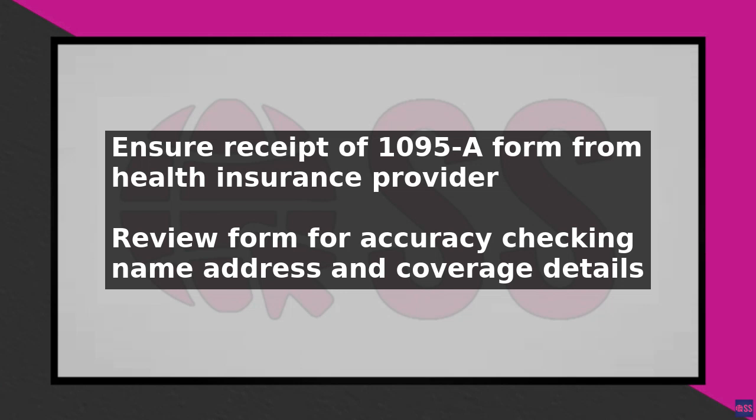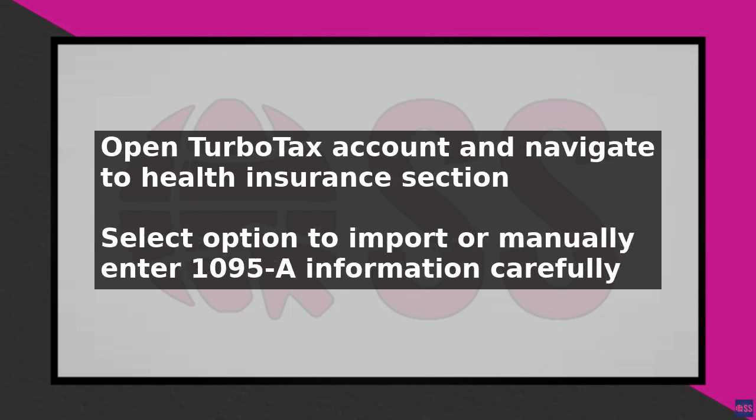First, ensure you have received your 1095A form from your health insurance provider. If you have not received the form, contact your provider to obtain a copy. Once you have the form, review it for accuracy, checking your name, address, and health insurance coverage details.